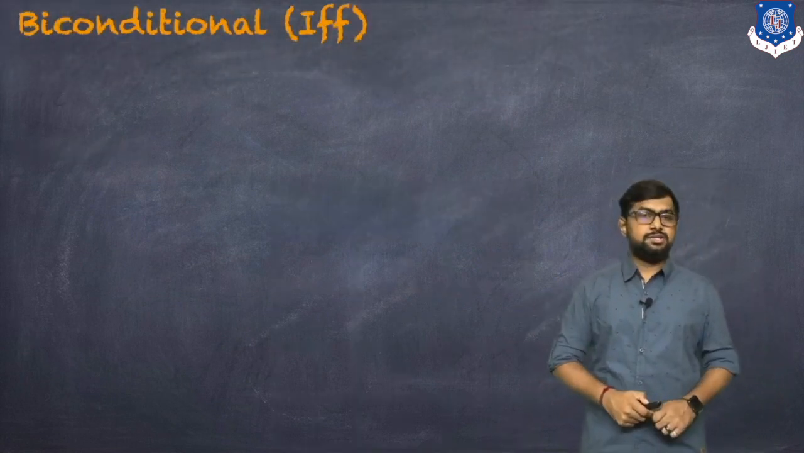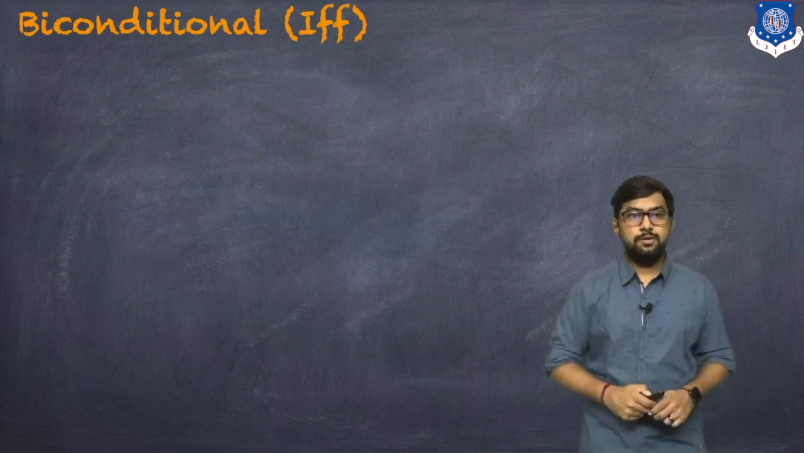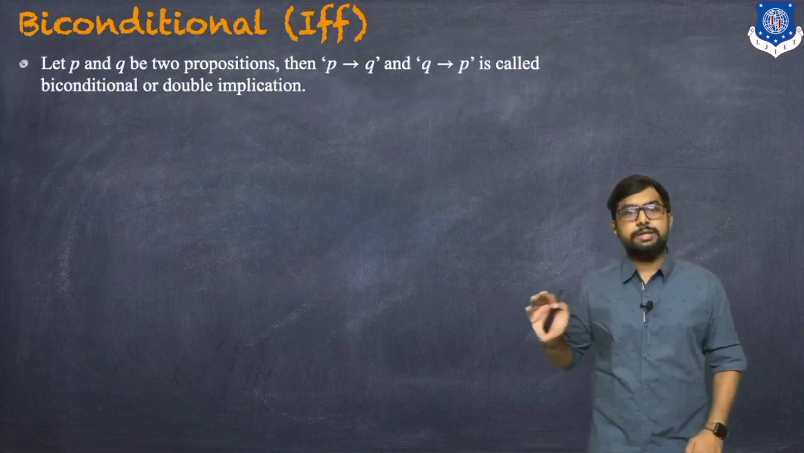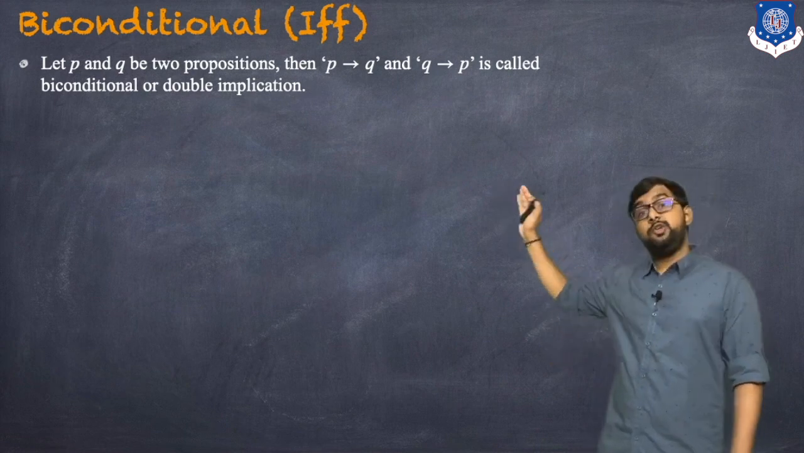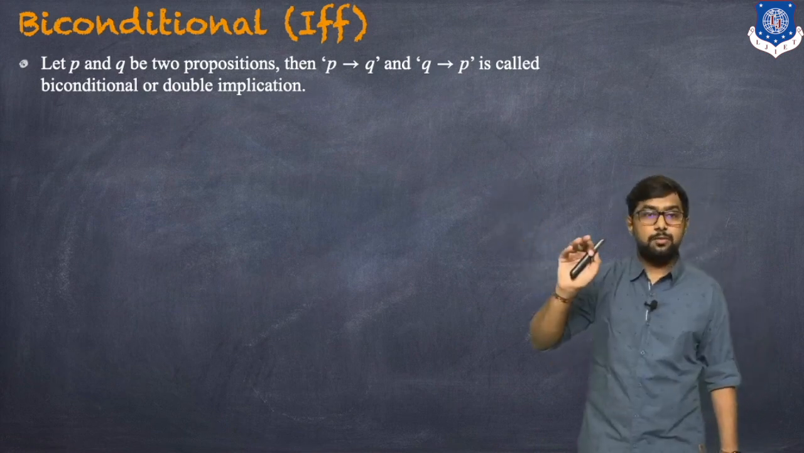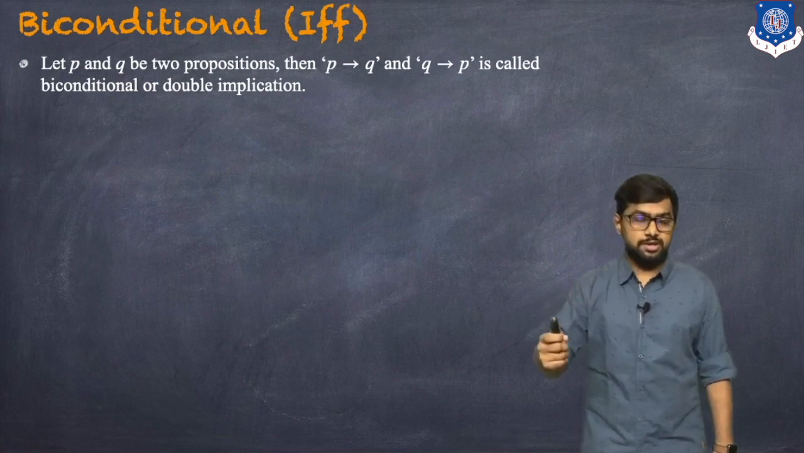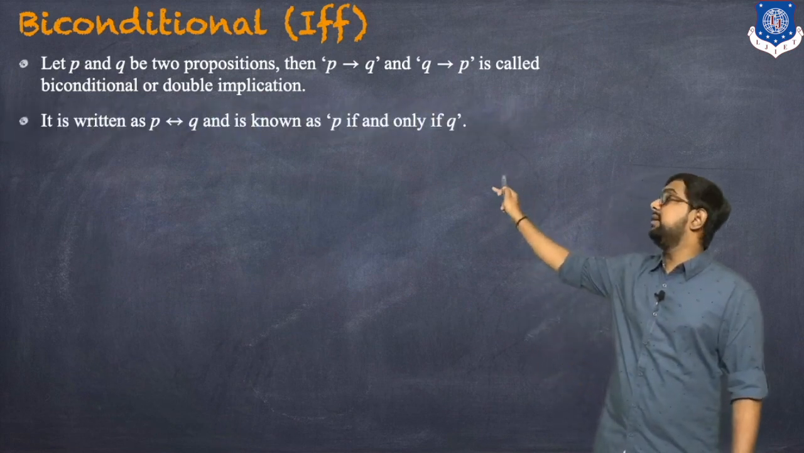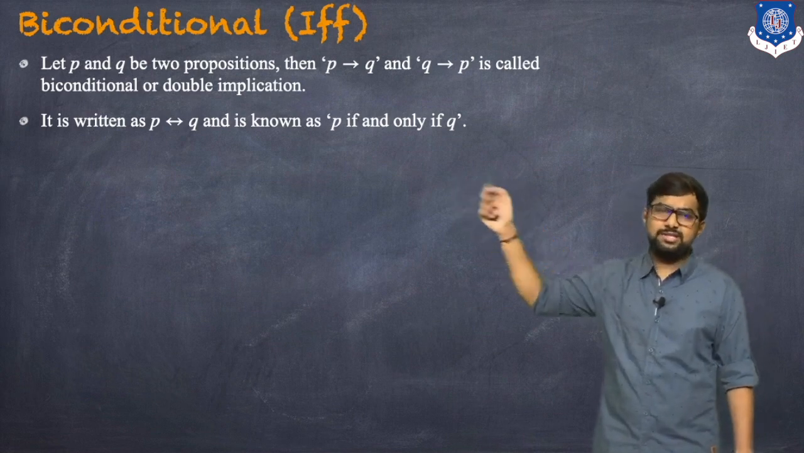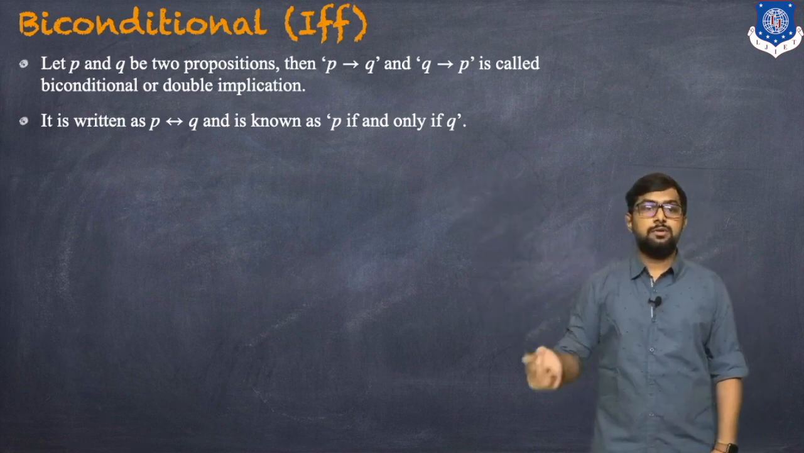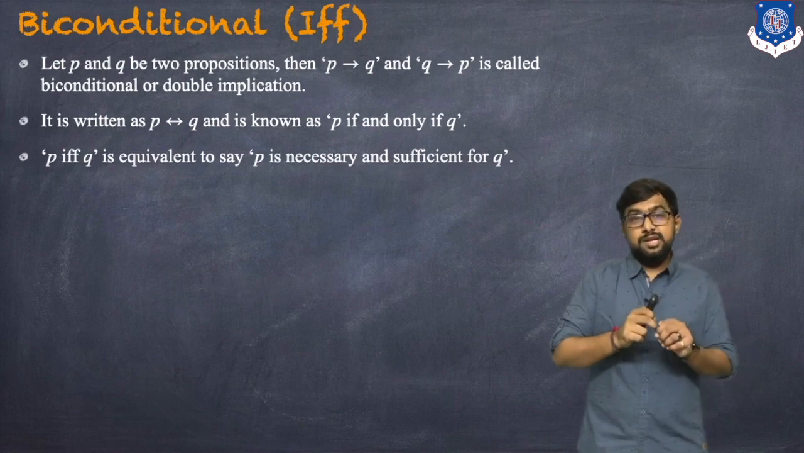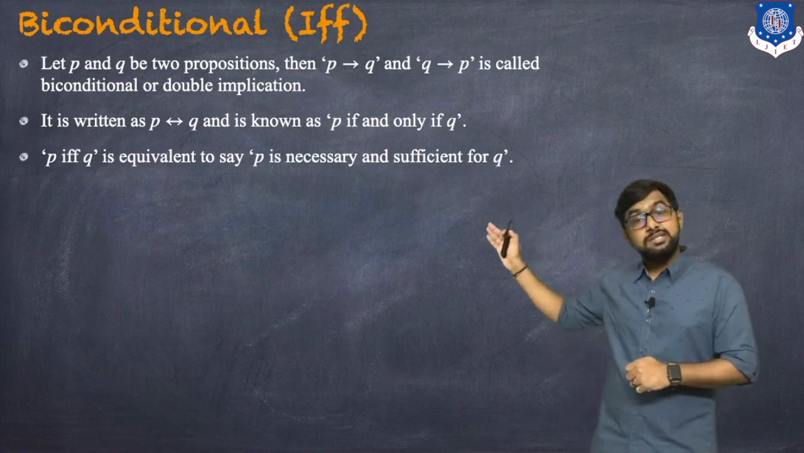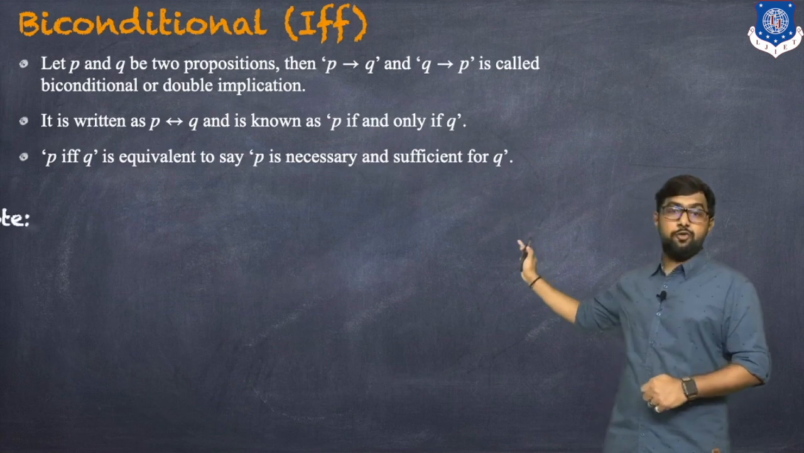Now the biconditional, that means if and only if. Let P and Q be two propositions, then P implies Q and Q implies P is called a biconditional or double implication. It is written with the symbol P double implies Q, and it is read as P if and only if Q. P if and only if Q is equivalent to saying P is necessary and sufficient for Q.